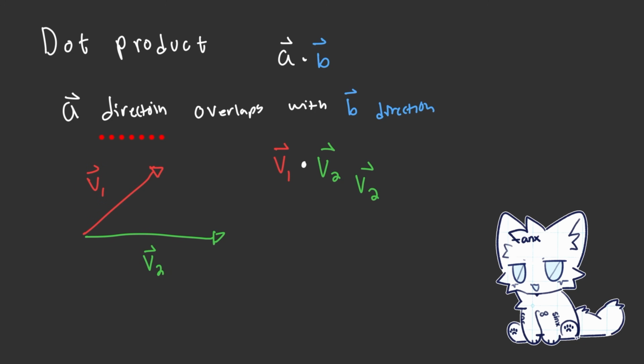We don't care about the magnitude of V2. So how do you get rid of the magnitude of V2? Well, you divide by the magnitude of V2, which gets the unit vector of V2. You can write that as V2 dot V2, or you can just write the magnitude of V2. Either way works.